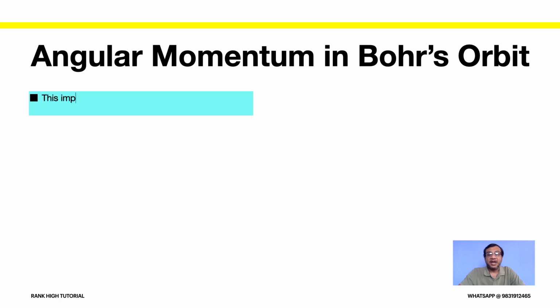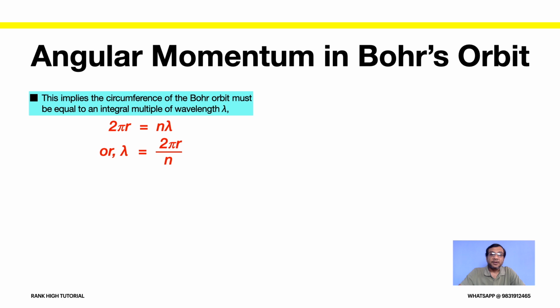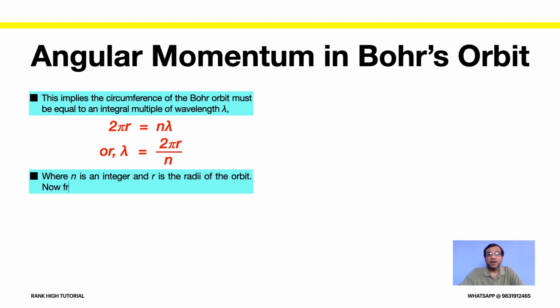This implies the circumference of the Bohr orbit must be equal to an integral multiple of wavelength lambda, that is 2 pi r equals n into lambda, where n is called the principal quantum number, an integer. From this expression we can get the value of lambda, that is 2 pi r by n, where r is the radius of the orbit.